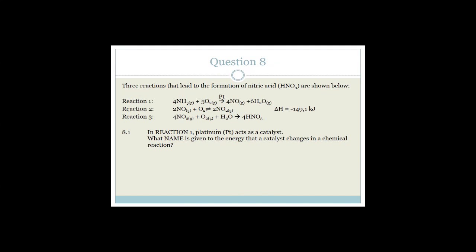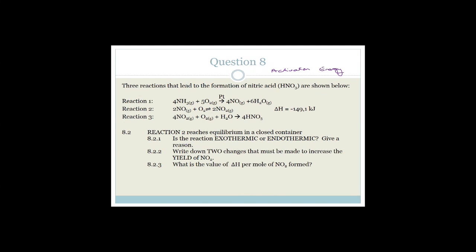Now it says in reaction 1, platinum acts as a catalyst. What name is given to the energy that a catalyst changes in a chemical reaction? I'm really hoping you guys know that that is activation energy. That really is a level 1 question. Level 1 is basic knowledge, that is learning work. So that's activation energy. Reaction 2, that's this one, reaches equilibrium in a closed container.